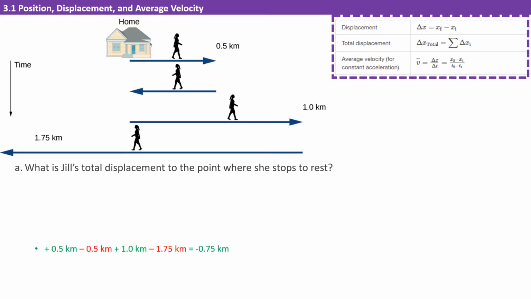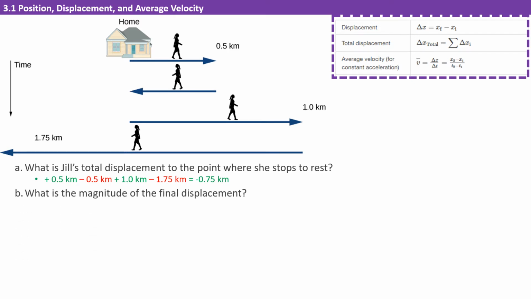And the way that you do that is you begin to add or subtract these distances because these displacements are vector quantities. So we have a minus 0.5 and a minus 1.75, giving a total displacement of, to the left, 0.75 kilometers. The other question you can ask is what is the magnitude of the final displacement? Now that simply is just taking the absolute value of the answer we got for part A. And so the answer is 0.75 kilometers.